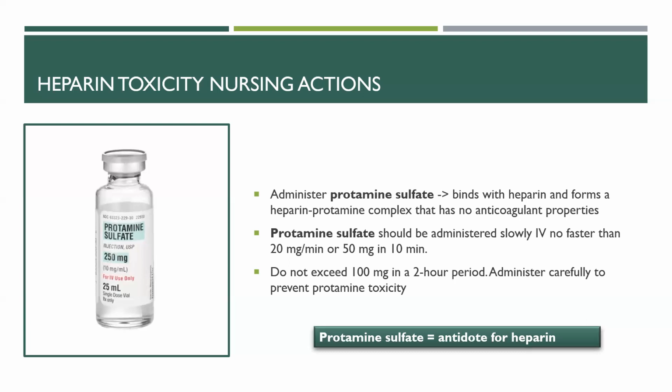So for heparin, the antidote is protamine sulfate, which binds to heparin and forms a heparin protamine complex that has no anticoagulant properties. So if we give too much heparin, then we can give this medication. Now it should be administered slowly, no faster than 20 milligrams per minute or 50 milligrams in 10 minutes. You do not exceed 100 milligrams in a 2-hour period, and administer carefully to prevent protamine toxicity.